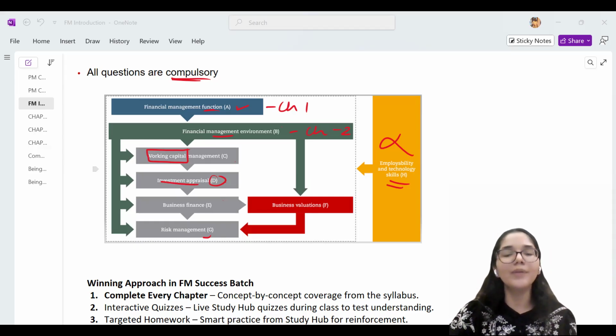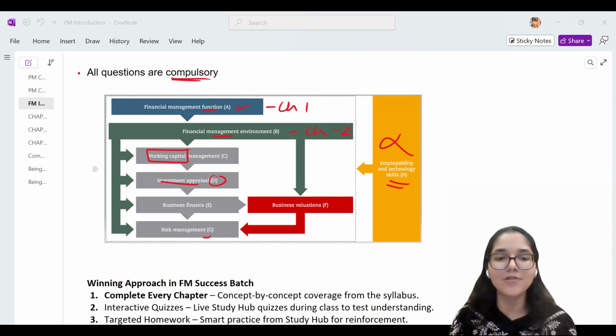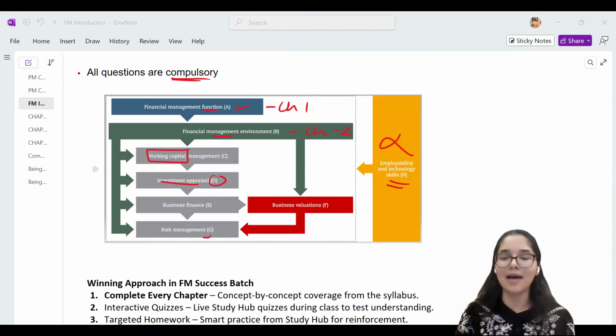Do you know the meaning of the term appraisal? Some of you might even be working somewhere, so you would have heard that word over there. Job appraisal is happening, performance appraisal is happening. What is the meaning of the word appraisal?